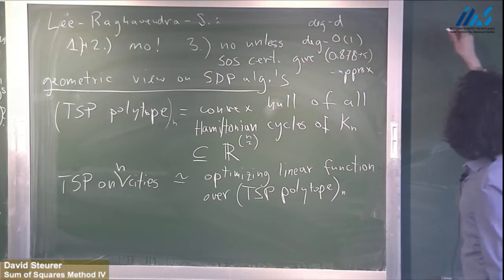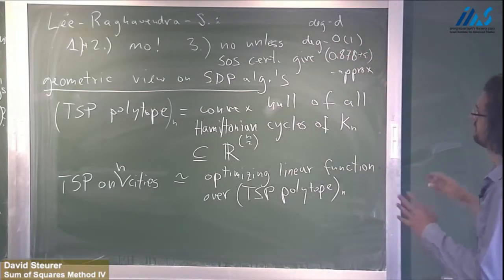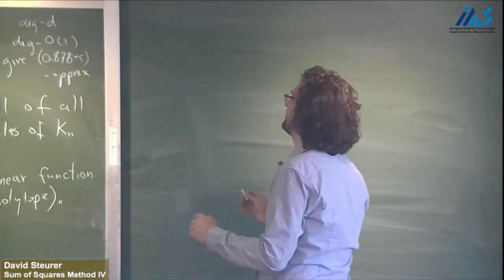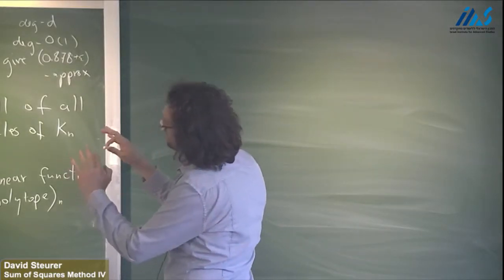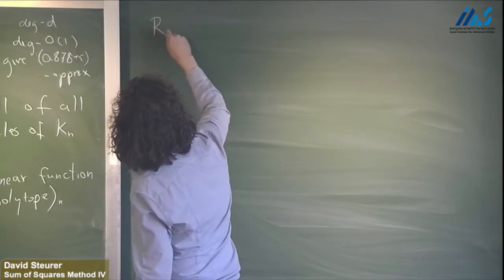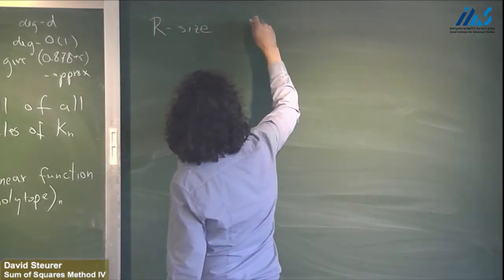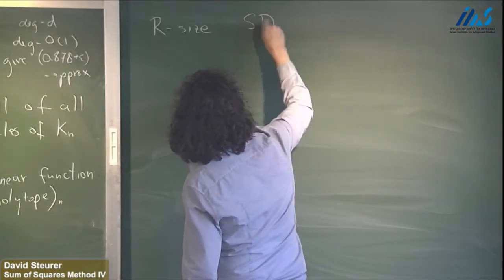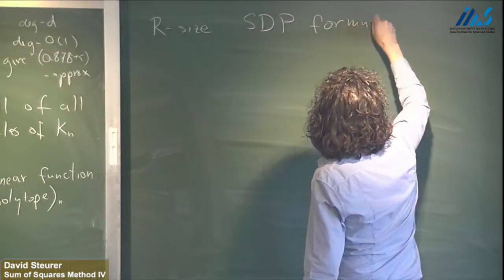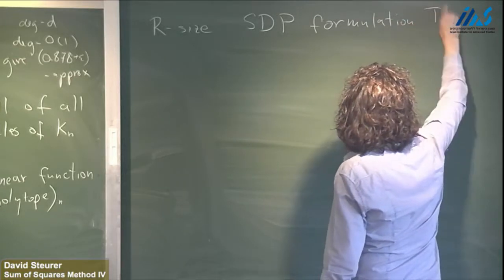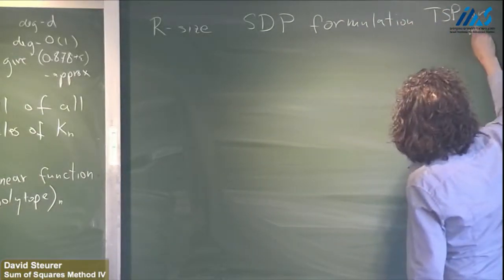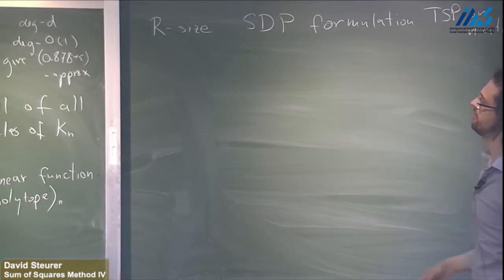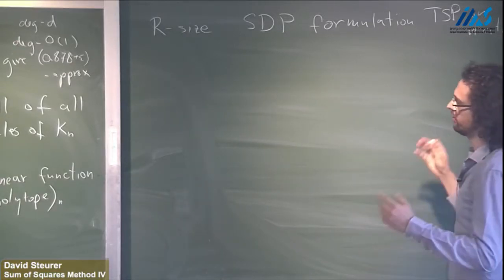Now what's a polynomial time SDP algorithm? It turns out that time is a bit of a stretch. It's a bit nicer to think about size. So let's say, what's a size r SDP formulation for the traveling salesman problem on n cities? The way Yannakakis proposed to define this turns out to be a very good definition with lots of nice properties.